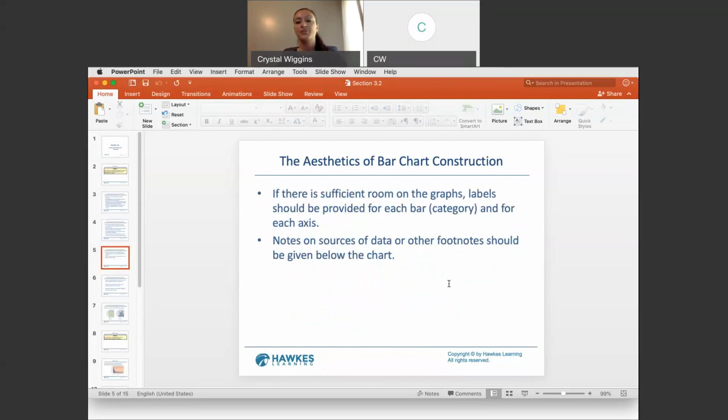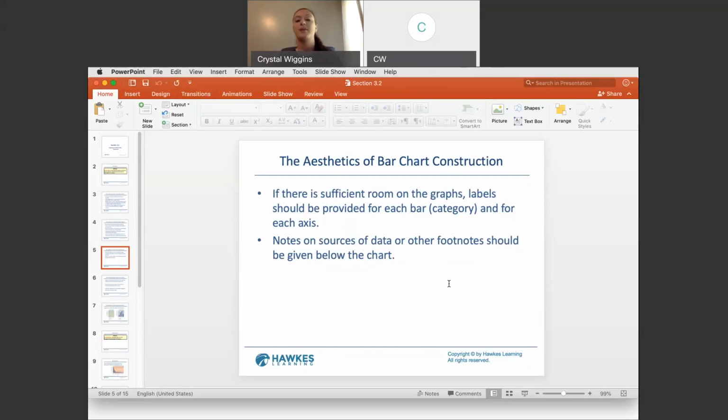If there is sufficient room on the graph, labels should be provided for each bar and for each axis. So the three things that have to have labels, no questions asked: you have to have a title for a bar chart, and you have to label your X and your Y axes. If they are not labeled, that is not good. That is the basic labeling.